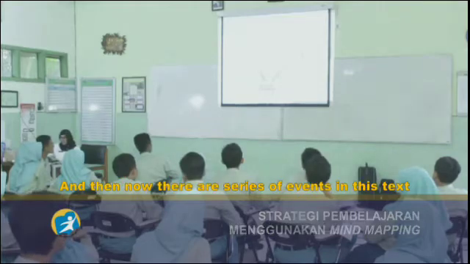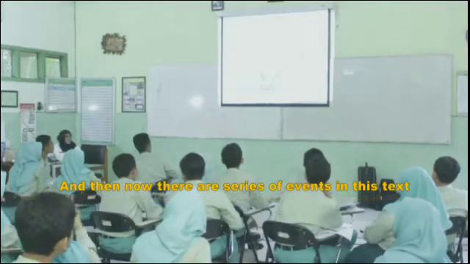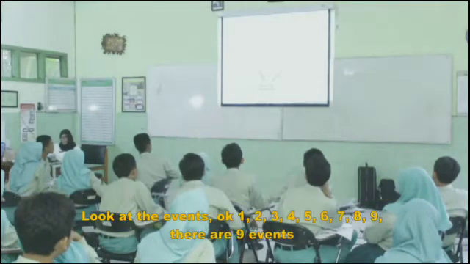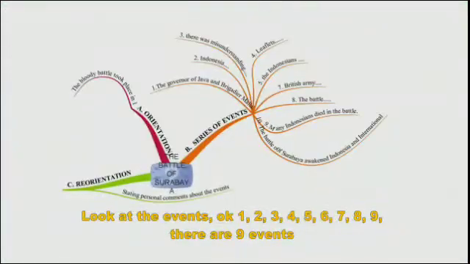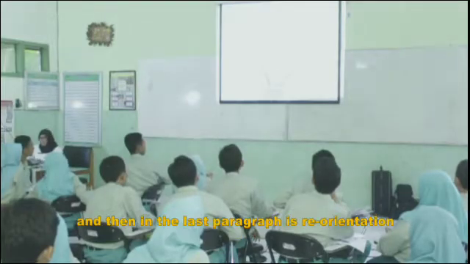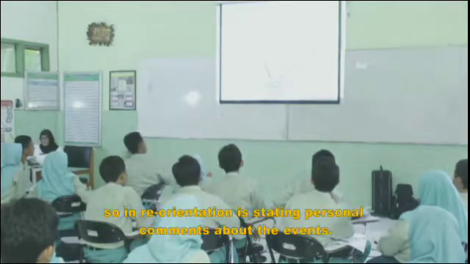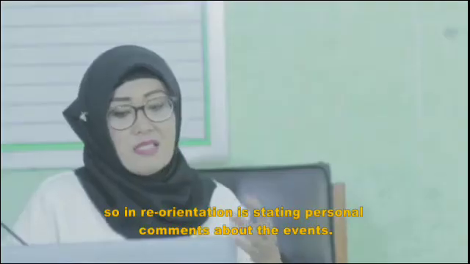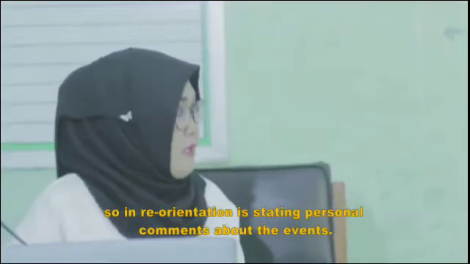And then, there are some series of events in this text. Okay, how many events? There are 1, 2, 3, 4, 5, 6, 7, 8, 9. There are 9 events in the text of the Battle of Surabaya. And then, the last paragraph, the meaning is reorientation. So, in the reorientation, this is stating a personal comment about the event.